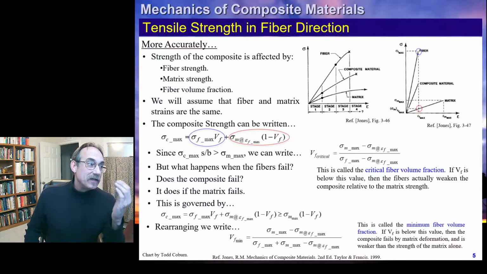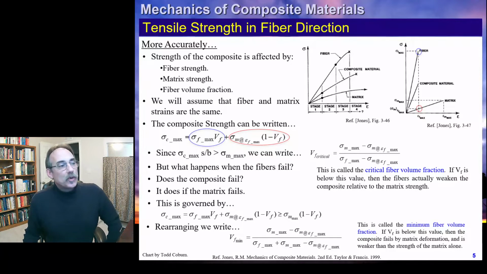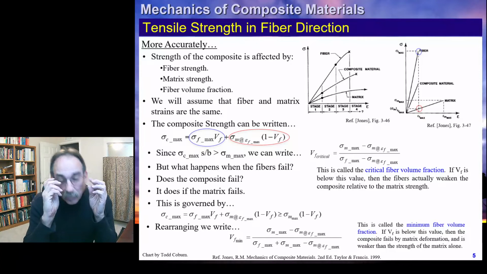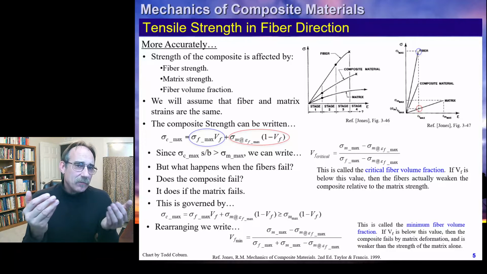This means that the composite is even weaker than the matrix was with failed fibers in it, which is a ridiculous place to design. So these two create limits on what the volume fraction should be. We actually want to get that volume fraction as high as we can get it, because that's going to be a more efficient, a stronger, stiffer composite.